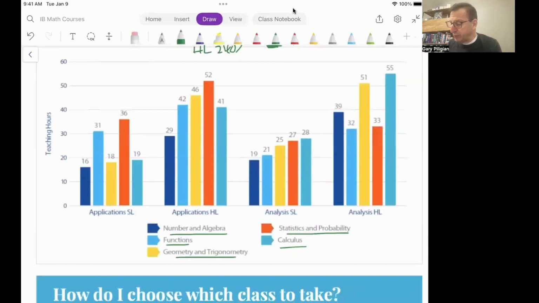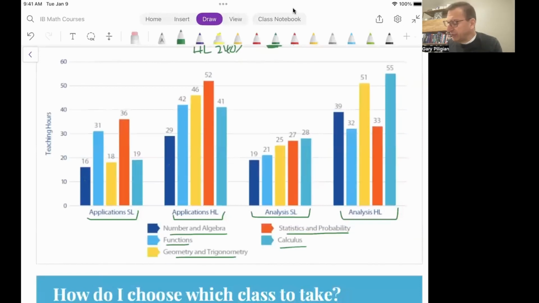So you can see if you compare applications SL with applications HL, for every one of these bars there's more content in the HL course because the SL course is a complete subset of the HL course. Same thing for analysis at SL versus HL. Every one of the bars is bigger, taller in the HL course than the SL course because the SL course is a complete subset of the HL course. However, the distribution of the content is pretty different, right?